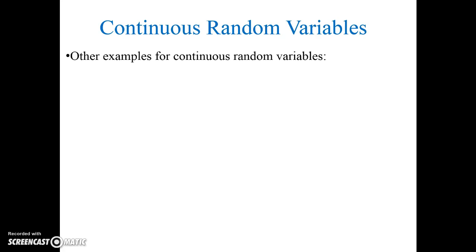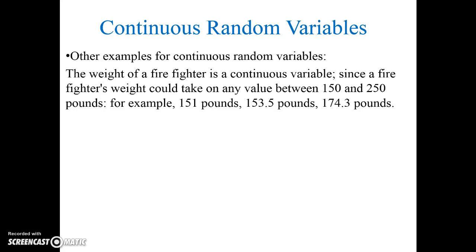Why? Because if you take physics, you know speed is distance divided by time, right? Since distance itself is a random variable, then of course speed will be a random variable also. And based on the same idea, acceleration will also be a random variable. Some other examples, such as the weight of a firefighter, will be a continuous variable, since a firefighter's weight can take any value between, say, 100 and 250, just for illustration purposes. So, for example, 151 pounds, 153.5 pounds, 174.3 pounds, and so on are all continuous random variables, because there's no gap.